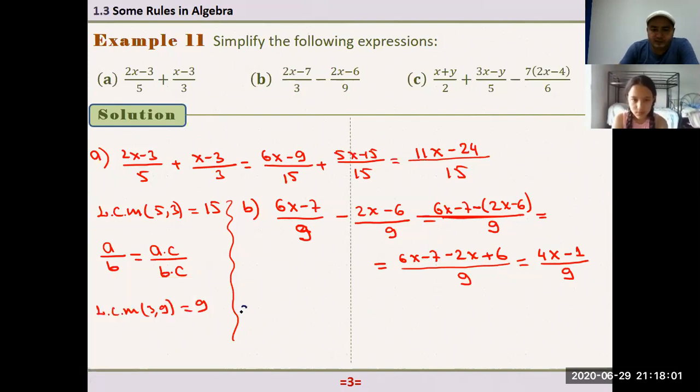All right, let's do C now. How about C? 2, 5, 6. What is the least common multiple of 2, 5, 6? What is it?